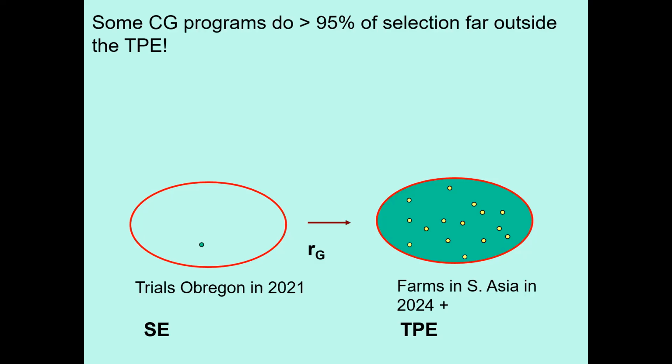So it's absolutely a professional responsibility of plant breeders managing programs like this for us to really estimate the genetic correlation between performance in our trials in the selection environment and performance in the TPE, and to track that. It can change over time as management practices change, and environments are changing as well.